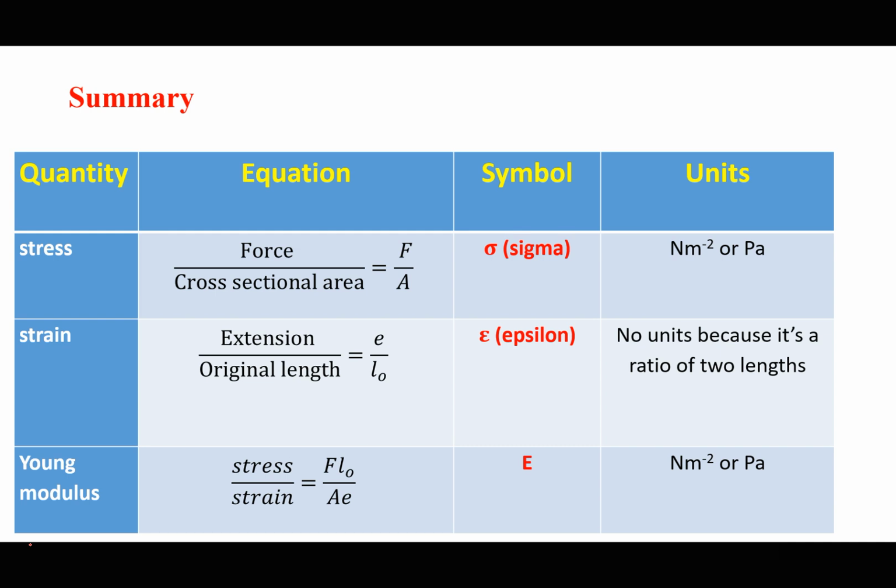Stress, strain, and Young modulus. So we know what stress is: force over cross-sectional area. You can write F over A. The letter is sigma, units pascals. Extension over original length, that is strain, e over L naught. Epsilon is the symbol. It has no units, therefore it is not a physical quantity. It's a ratio of two lengths, therefore the units cancel out.